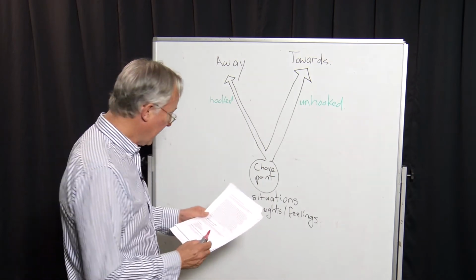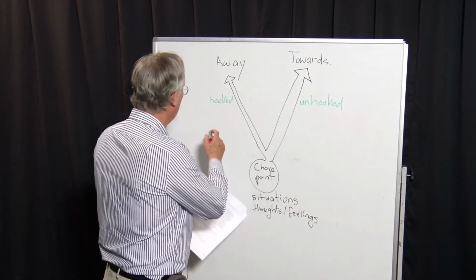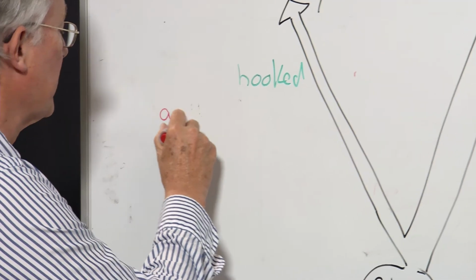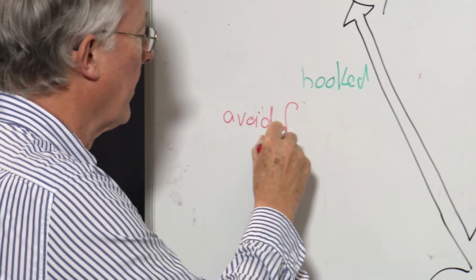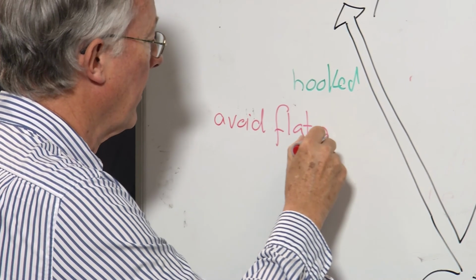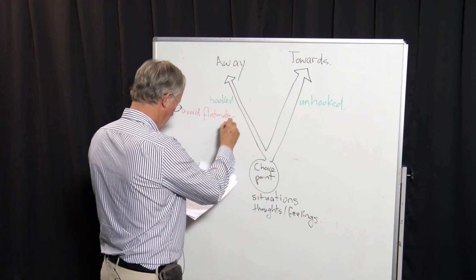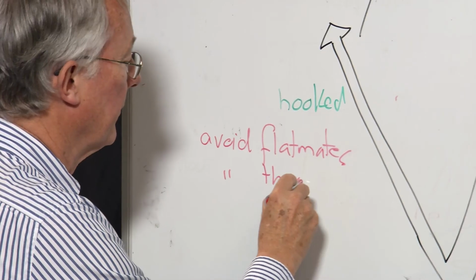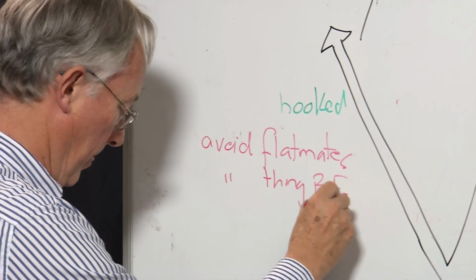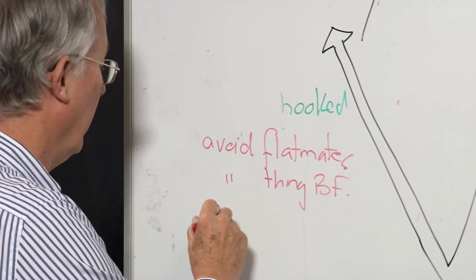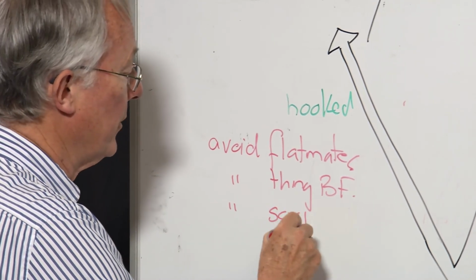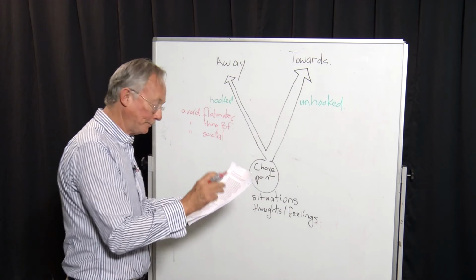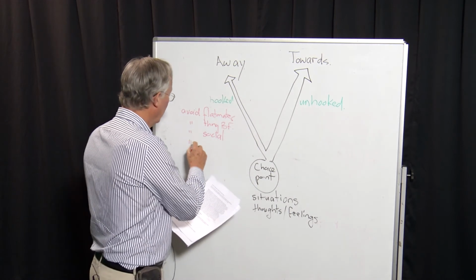So in Sara's case, over here would be avoiding flatmates. Avoiding thinking of boyfriend, avoiding social engagements, and avoiding her family.